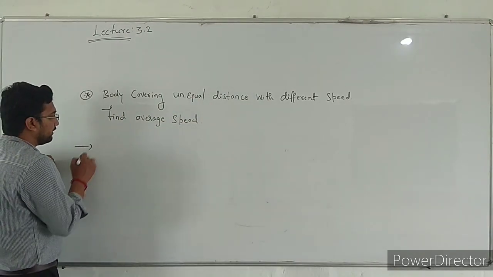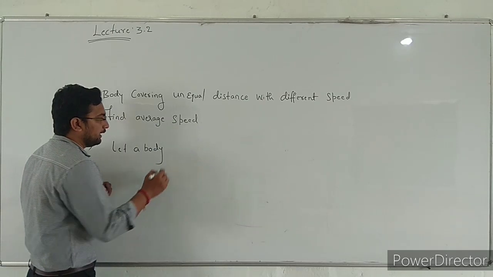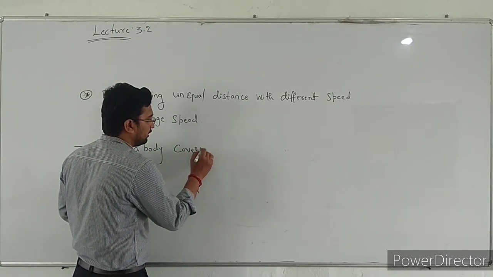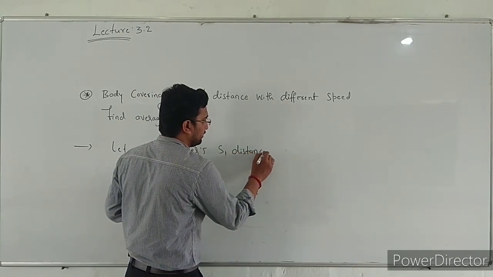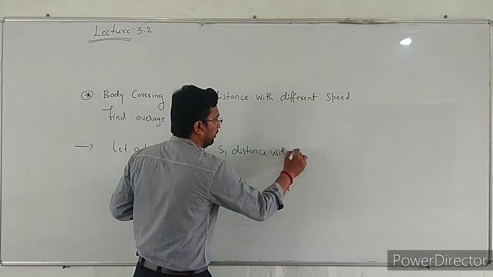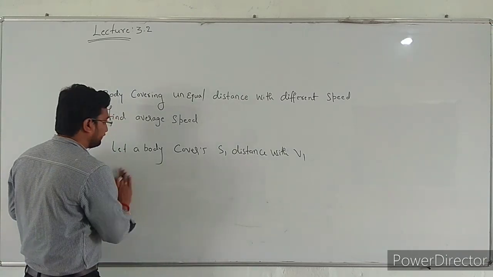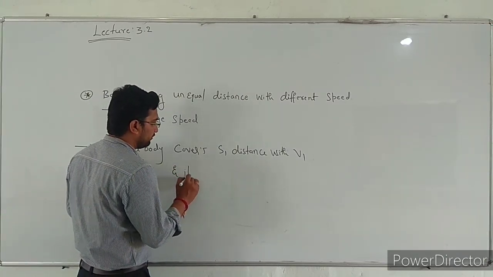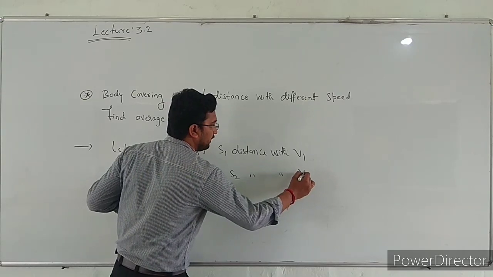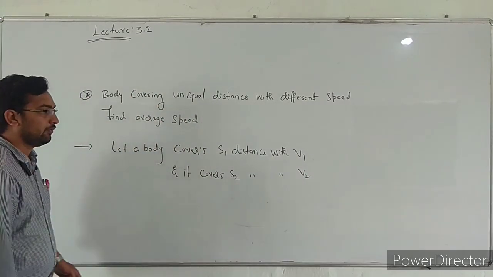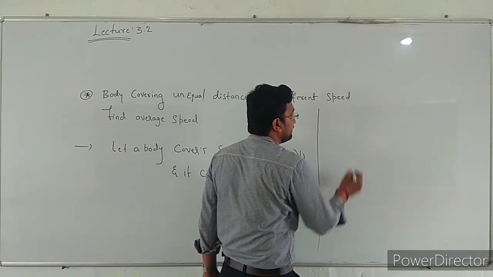Okay, see here. In this case, let a body cover S1 distance with V1 speed, and it covers S2 distance with the speed V2. Here we are going to find the average speed. So what is the formula to calculate the average speed here?